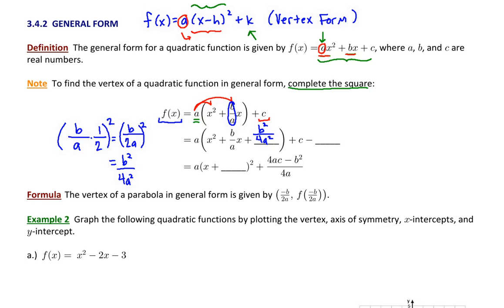Now, what's tricky here is that I haven't actually added b squared over 4a squared to the equation. I've actually added a times b squared over 4a squared. Notice one of our a's would cancel, and we get b squared over 4a. So this combination, a times b squared over 4a squared, shows that we have introduced the new term b squared over 4a.